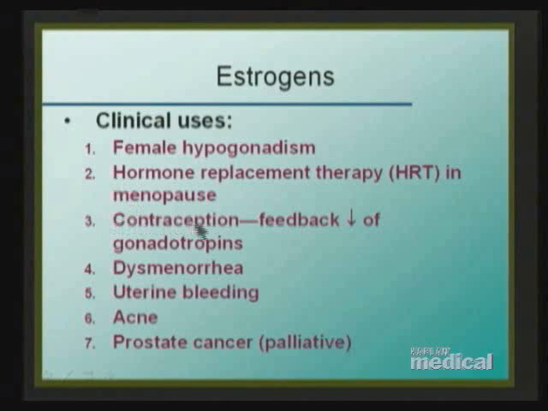Estrogens are also used as part of oral contraceptive pill to participate in the feedback inhibition of gonadotropins. They're not used alone there, they're used with progestins. They've been used in dysmenorrhea, uterine bleeding, they've been used in acne. When they're used in prostate cancer, estrogens are used at very high doses in order to negatively feedback on the endocrine axis.